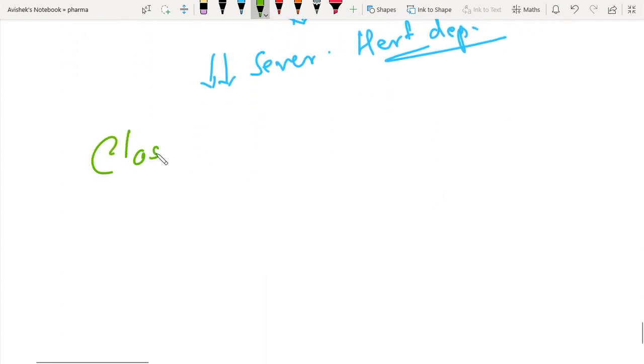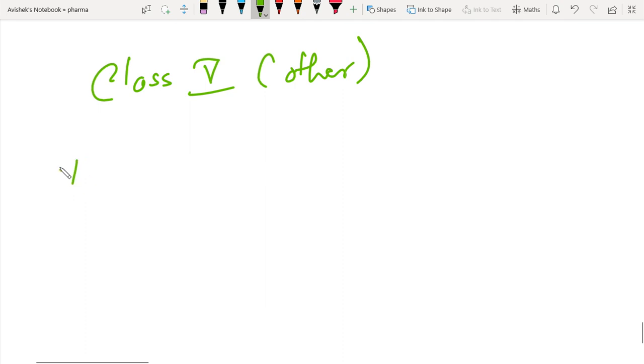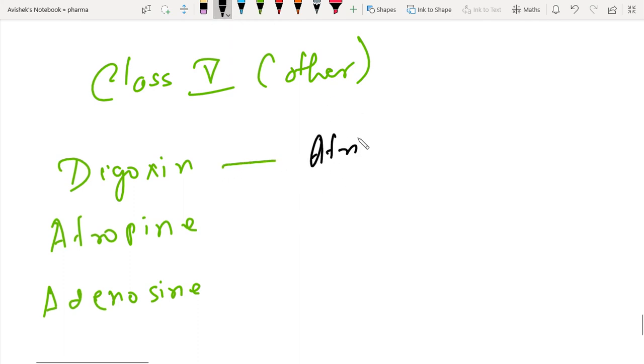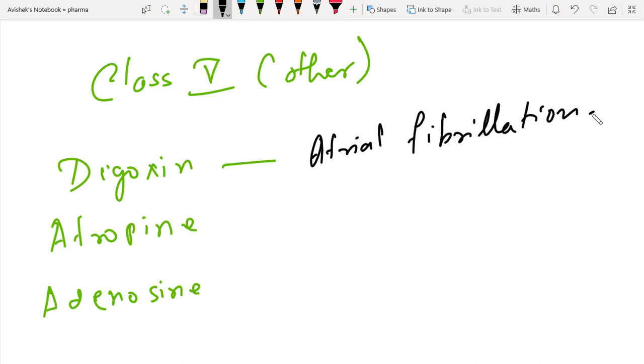Class 5 drugs. Others. What do we use? We can use digoxin, atropine, adenosine. Digoxin is used in atrial fibrillation. Atropine is an anticholinergic.